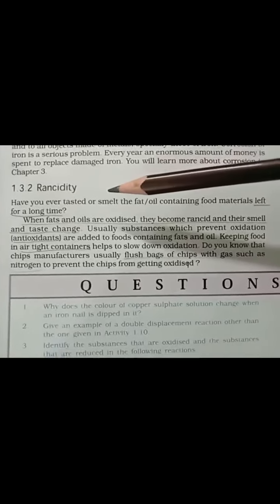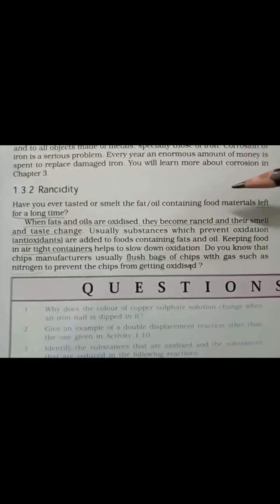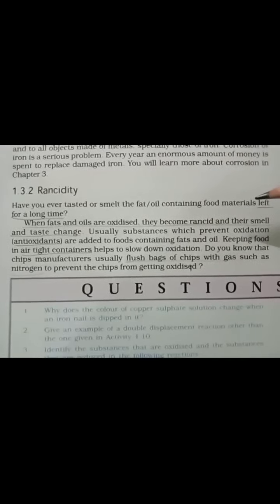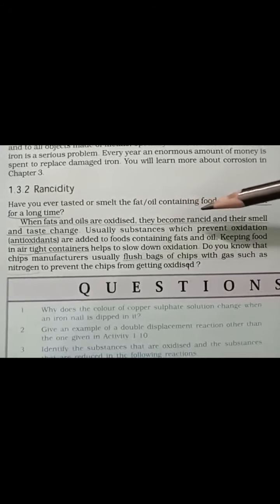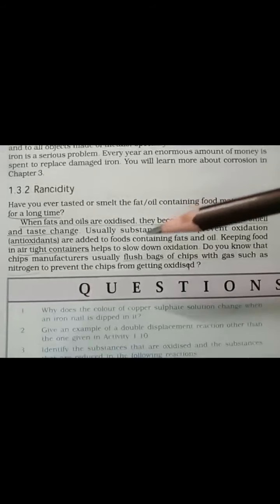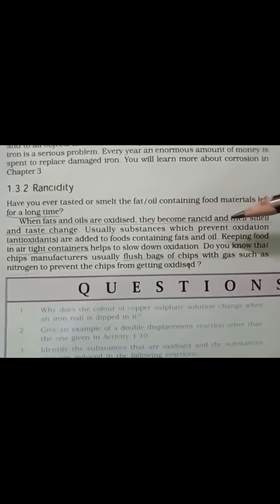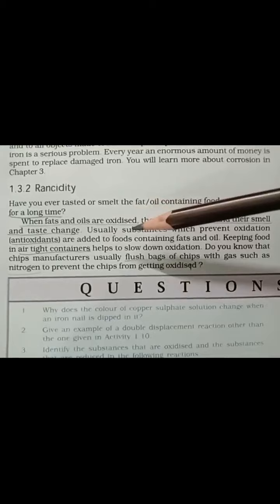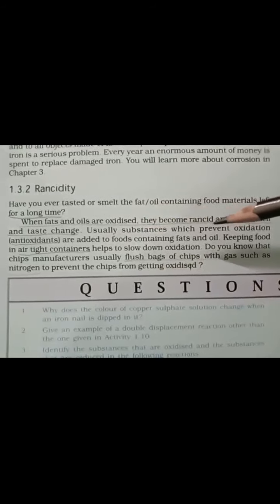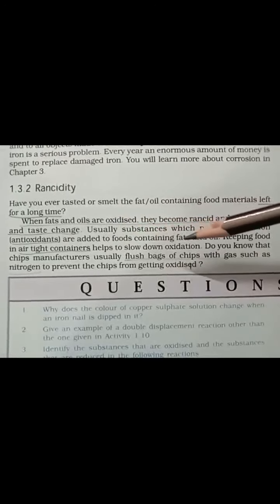So come, let's see. Rancidity. Have you ever tasted or smelled the fat, oil containing food materials left for a long time? When fats and oils are oxidized, they become rancid and their smell and taste change. Usually, substances which prevent oxidation, called antioxidants, are added to foods containing fats and oil. Keeping food in airtight containers helps to slow down oxidation.